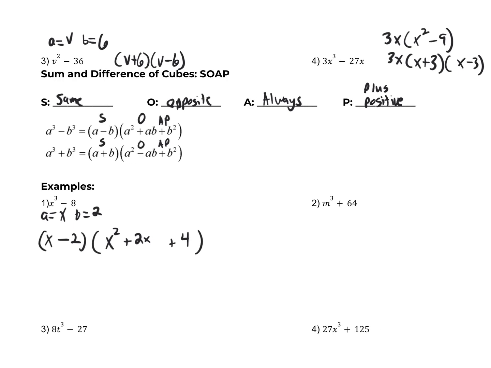So m cubed plus 64. Our a is m. Our b is going to be the cube root of 64, which is 4. Then we build our parentheses. Same, opposite, always plus. And then we just put in our a, our b, our a squared, which is m squared, a times b, which is 4m, and then b squared, 4 squared is 16. And that's all there is to it. That is factored form.